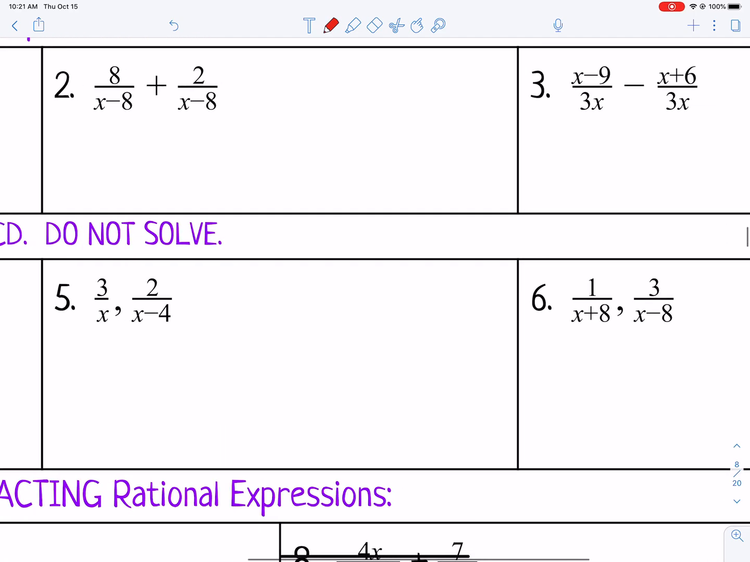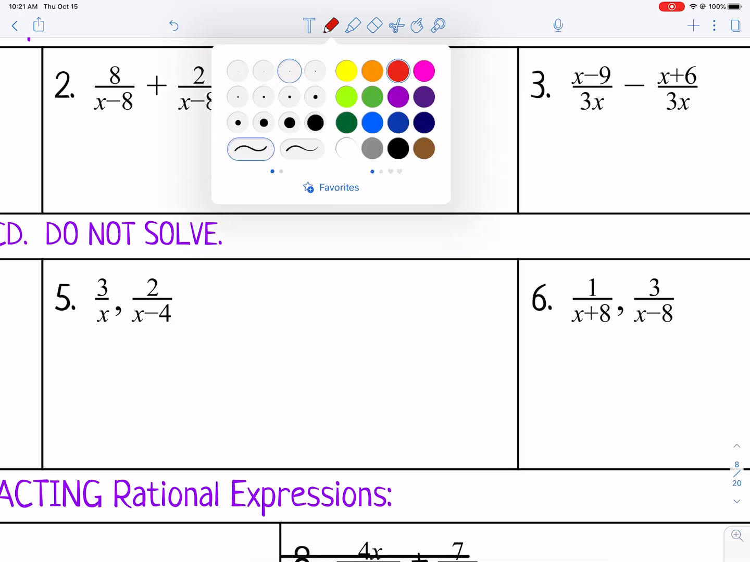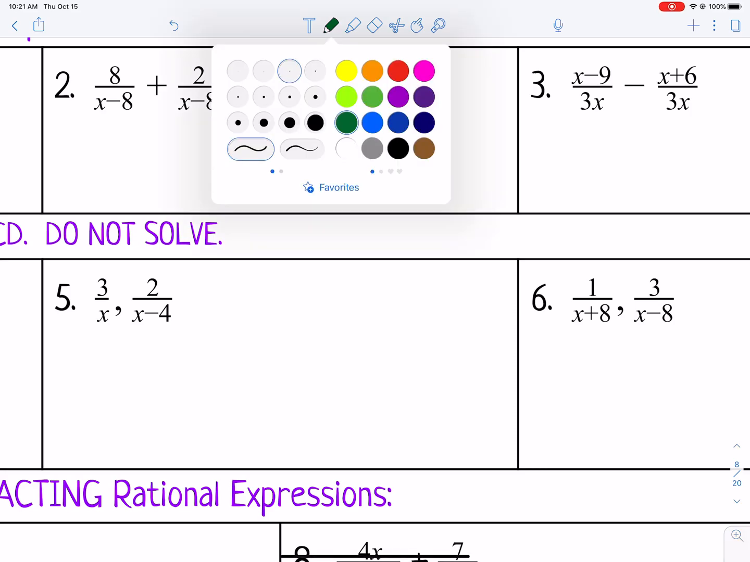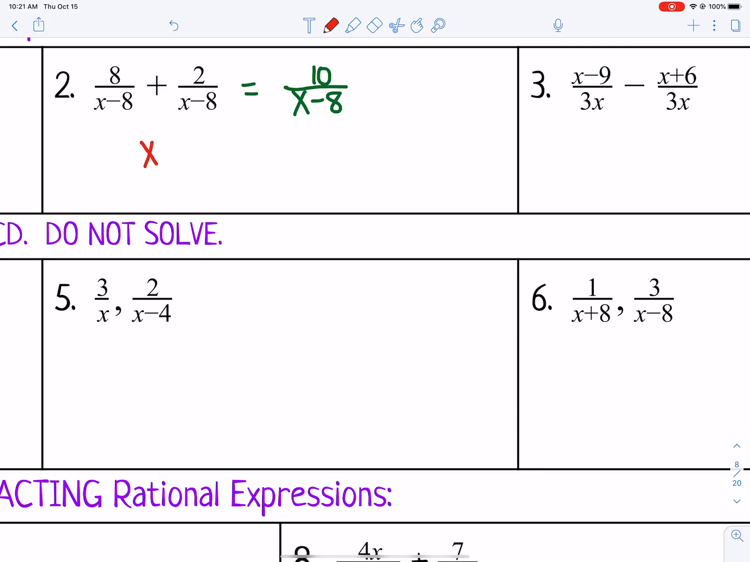All right, so for number 2, they both have a denominator of x minus 8. So we just bring those over. The x minus 8 stays the same. Then 8 plus 2 would give us 10. And then we just need to state the restriction on the variable. So x cannot equal 8, because 8 minus 8 would give us 0. So 8 is not a possible value for our variable.